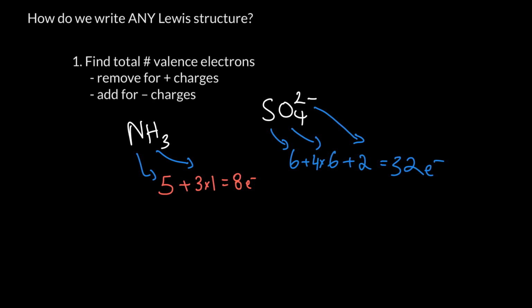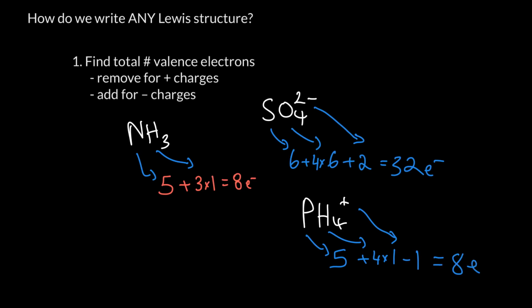If we had something crazy like PH4+, I don't know if that one actually exists or not, then phosphorus is in group 5 and hydrogen is in group 1. We've got 4 hydrogens, so we multiply that by 4. And then the positive charge, well, we create a positive charge by losing an electron, so we subtract 1, and I think we get 8 valence electrons from that. So that is rule number 1.